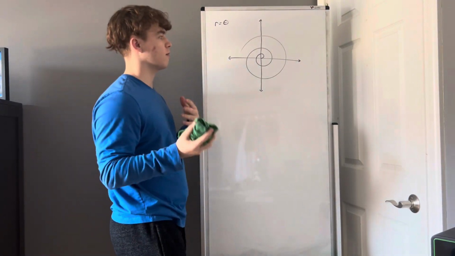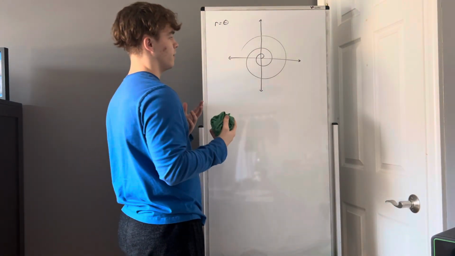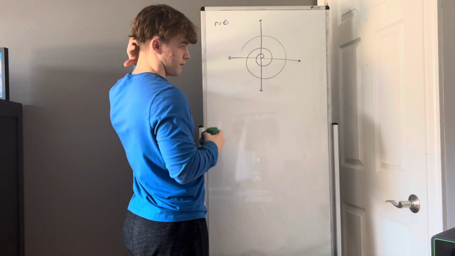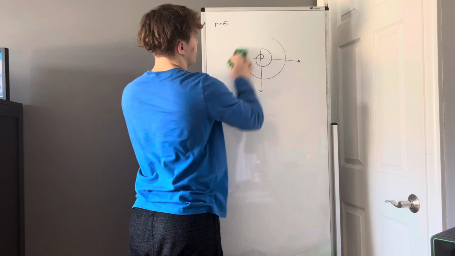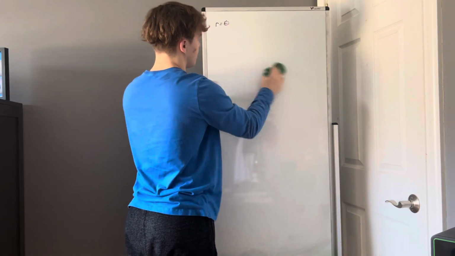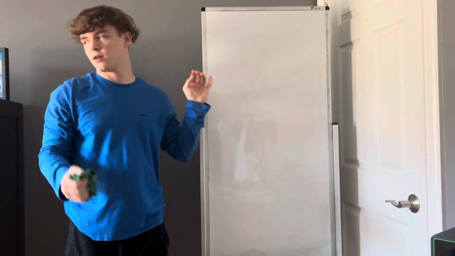Unless we let theta run from some value, then of course it would stop. But yeah, that's the spiral graph. I suppose we could also have an amplitude on theta or r.